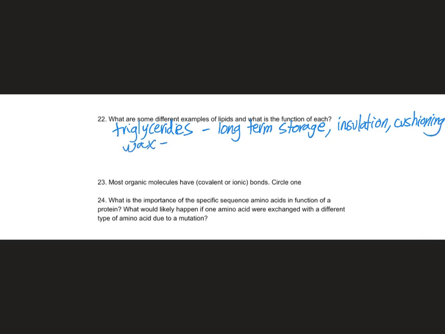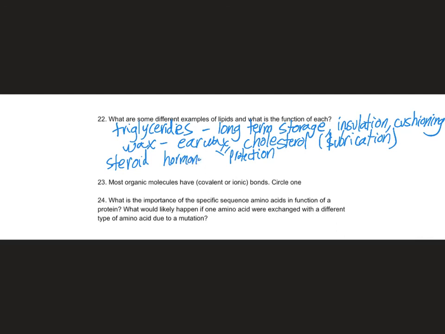We have waxes, for example, earwax or cholesterol, which lubricates cell membranes. This would be sort of protection from things getting into your ear canals. We have the steroid hormones, which are chemical messengers. We have different oils, which can be used for waterproofing, like in otters and aquatic birds. So there's just a few different examples.